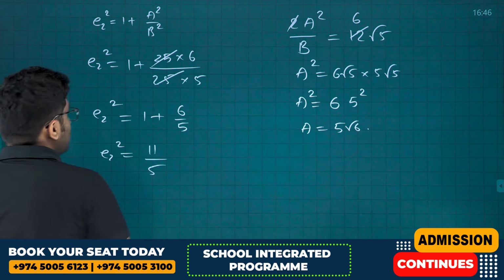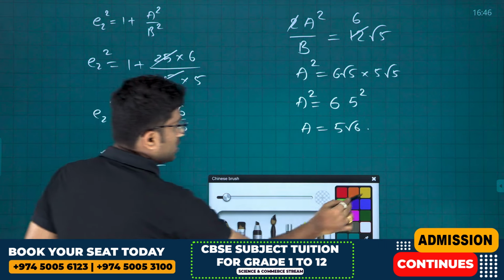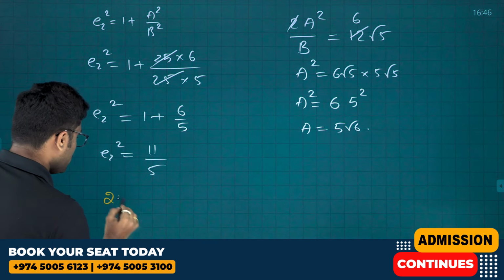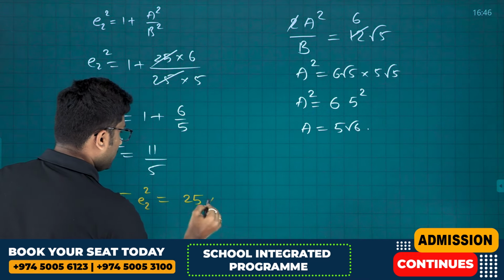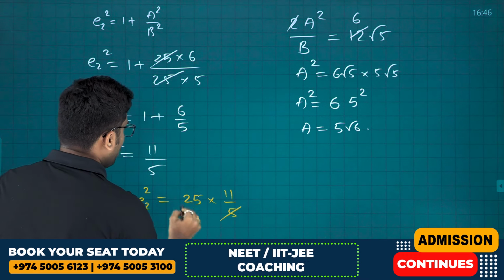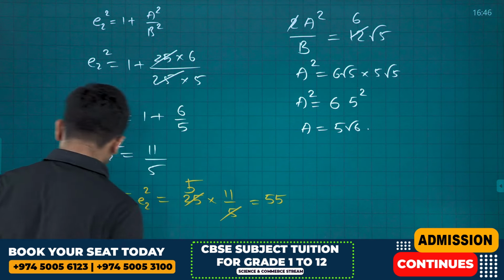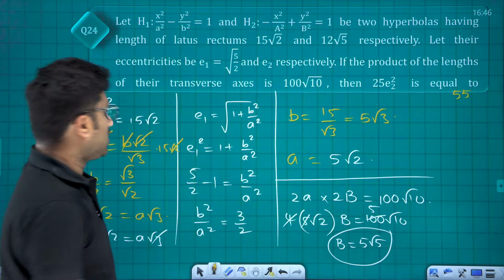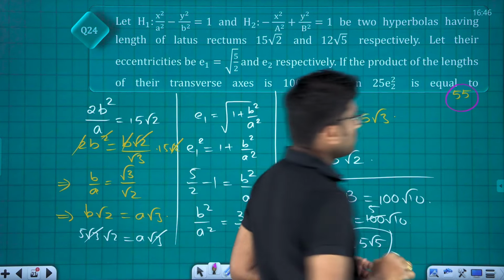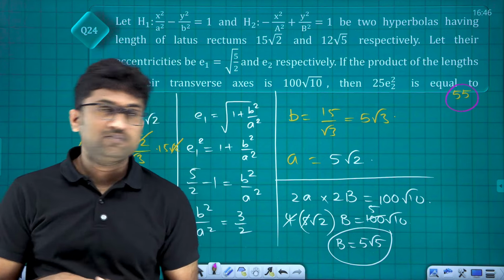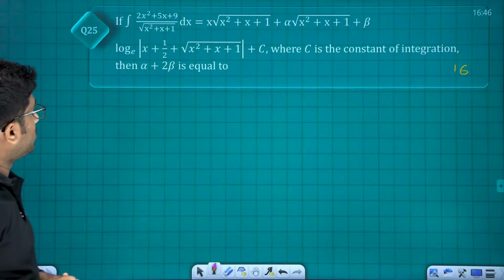Then what they are asking us to find is 25 times E2 square. So 25 times E2 square is equal to 25 into 11 by 5, 5 ones, 5 5s are, which is equal to 55 units. Hence the answer for this particular question is 55 units, friends. 55 units. Clear? Next, the last question in today's session.